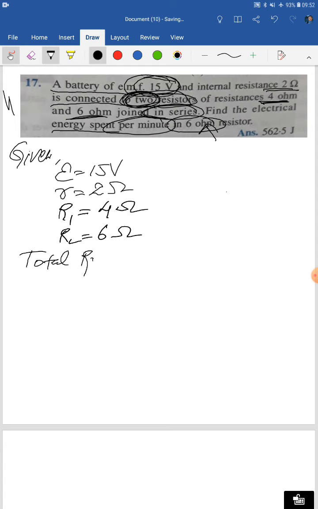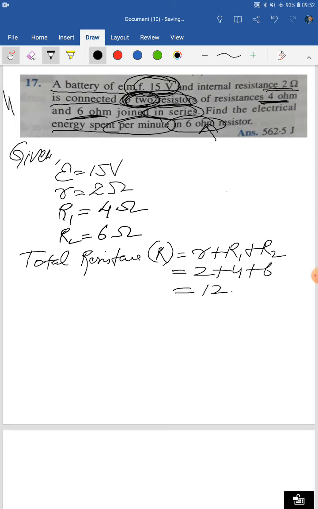Total resistance, that is R equals to r plus R1 plus R2. So that is 2 plus 4 plus 6. That is going to give me 12 ohm resistance. Alright. So with the help of this, I can get the current.